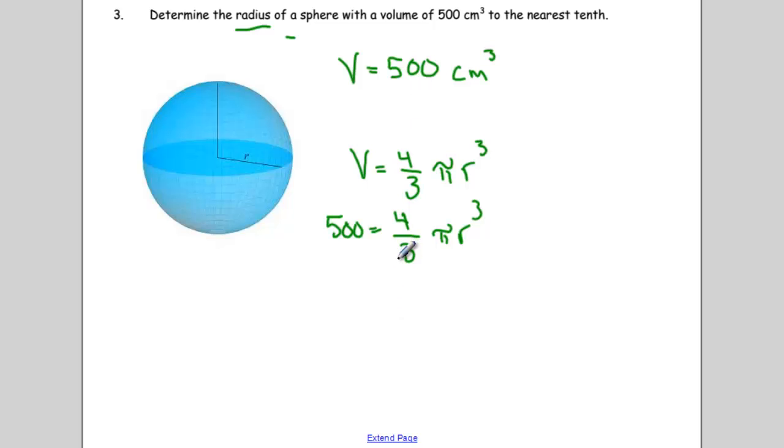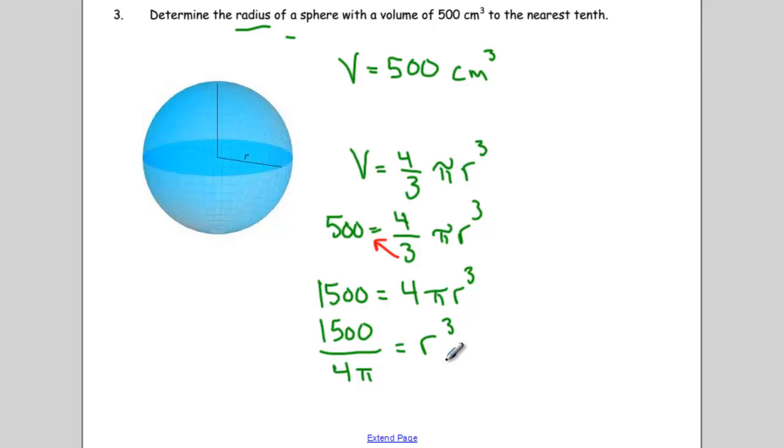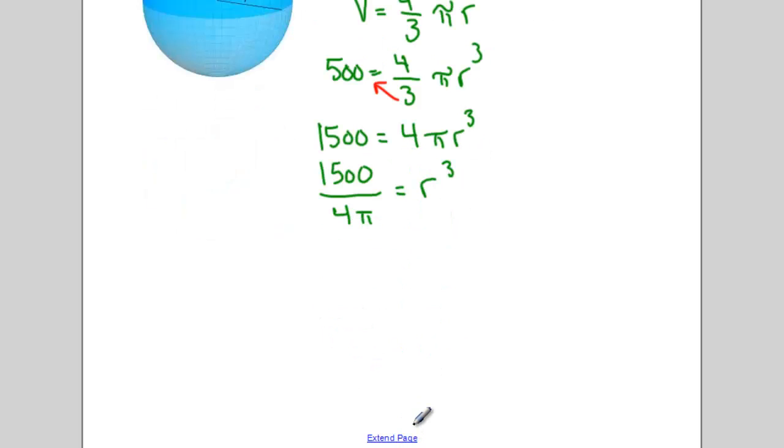I'm going to start by cross-multiplying and bringing the 3 that's in the denominator of the fraction up. So 500 times 3 gives me 1,500, and that's equal to 4 times pi times the radius cubed. Then I'm going to rearrange this equation, and I'm going to divide 1,500 by 4 pi. And that will be equal to, again, my radius cubed. So rearranging and dividing, I end up with 477.46 equals the radius cubed.